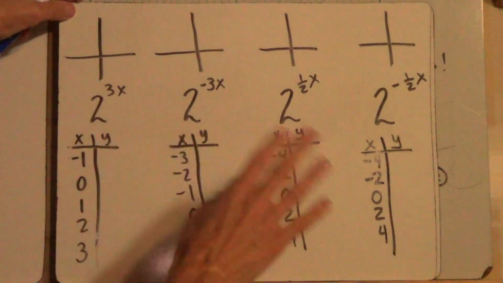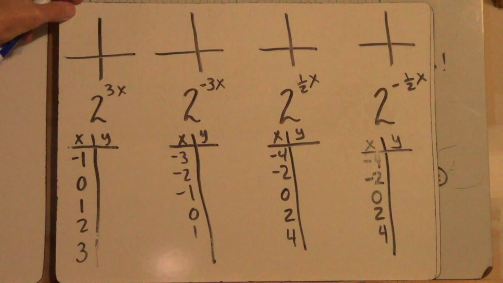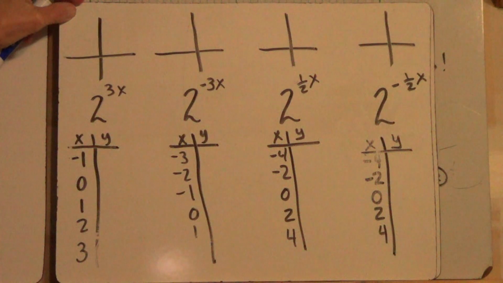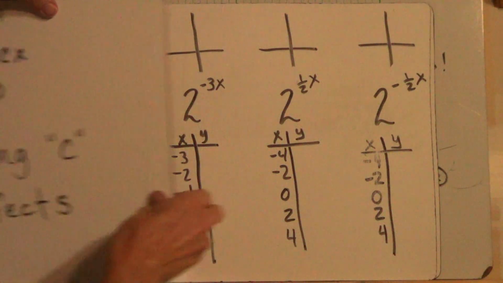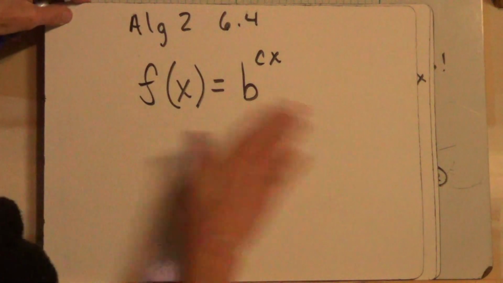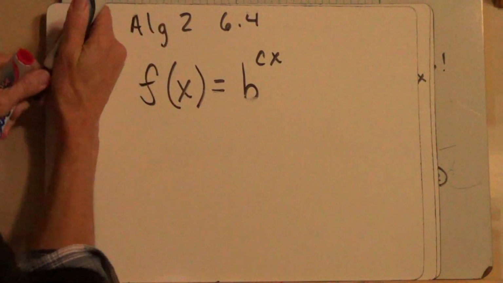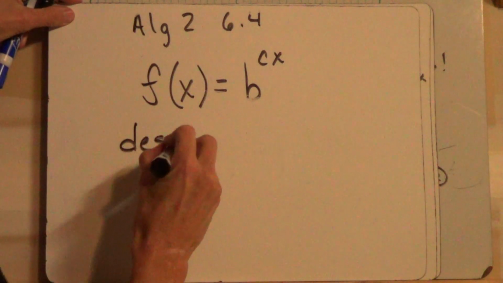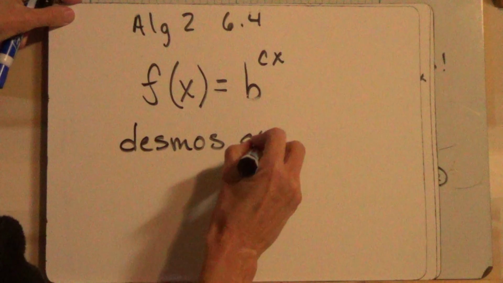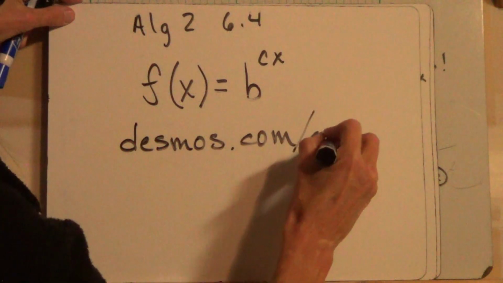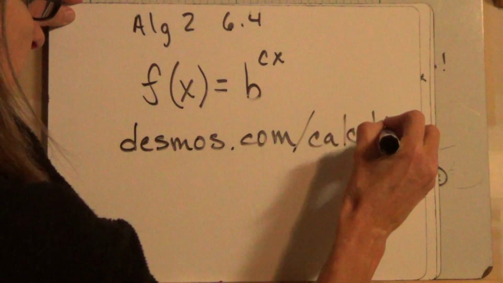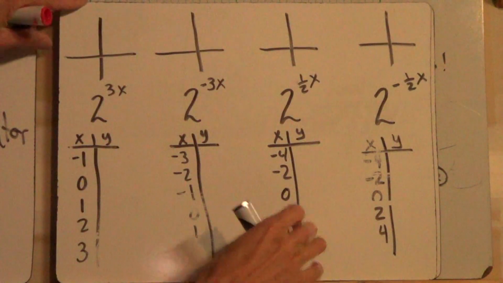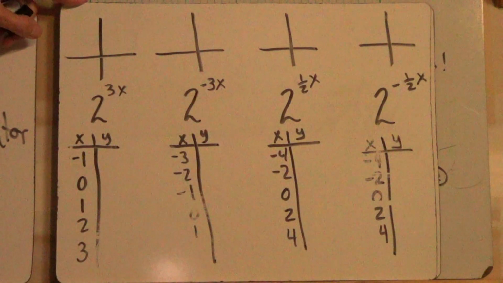So I want you to copy this in your notes. Just make a template of these, preferably on graph paper. And then I want you to go to, write it down here, I don't think I put it on a board, Desmos.com/calculator. And in there, I want you to enter each of these equations and watch what the graph does.